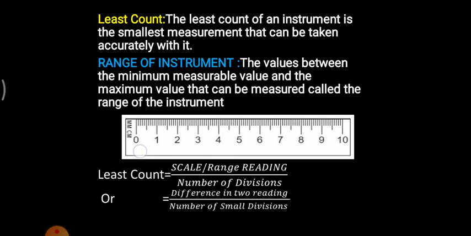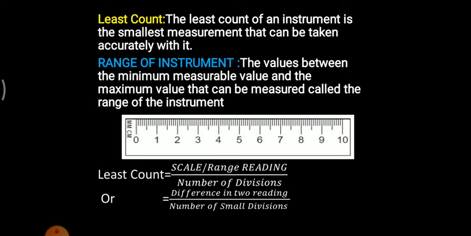Since we are talking about the difference between 0 and 1, I am using the formula: difference in two readings, 1 minus 0, upon the number of small divisions. The number of small divisions is the number of small lines between 0 and 1, that is 10. So 1 upon 10 is 0.1 centimeter. So 0.1 is the least count of this instrument, the smallest measurement that I can make from this ruler.